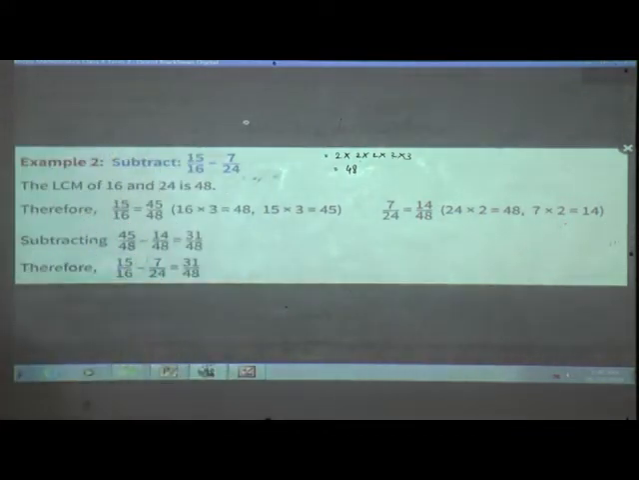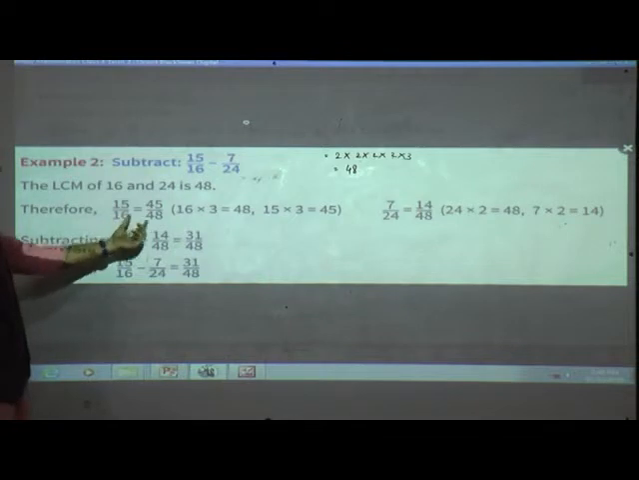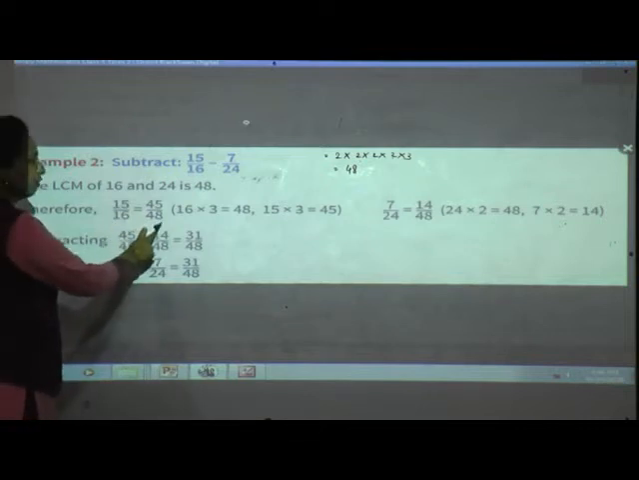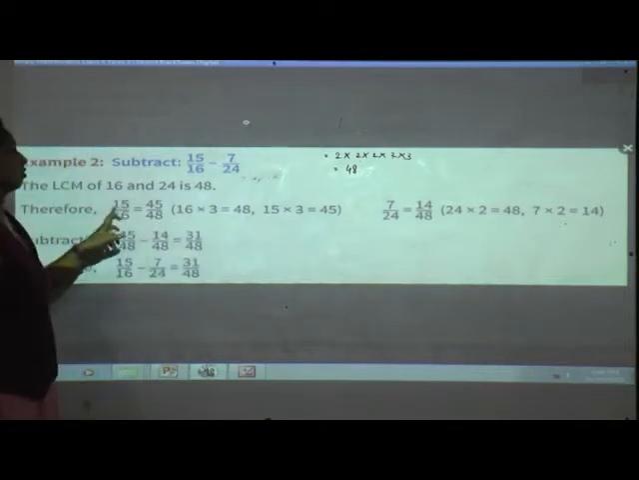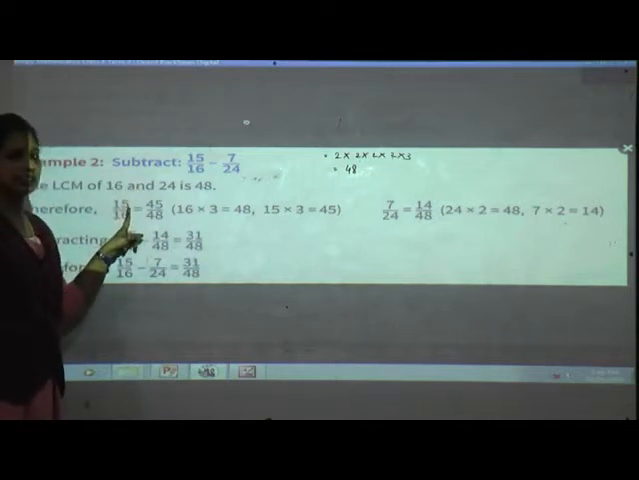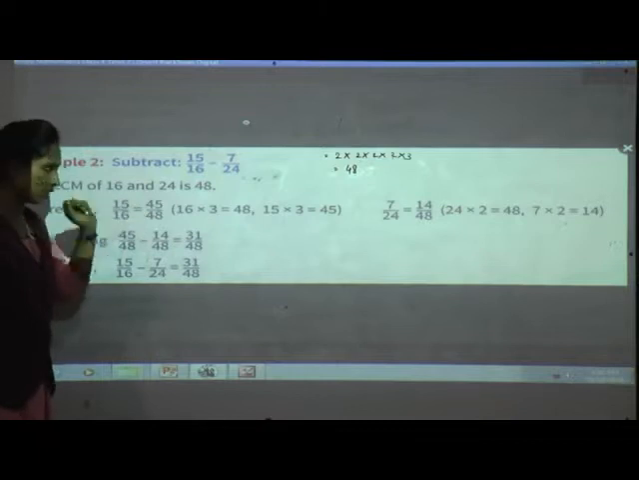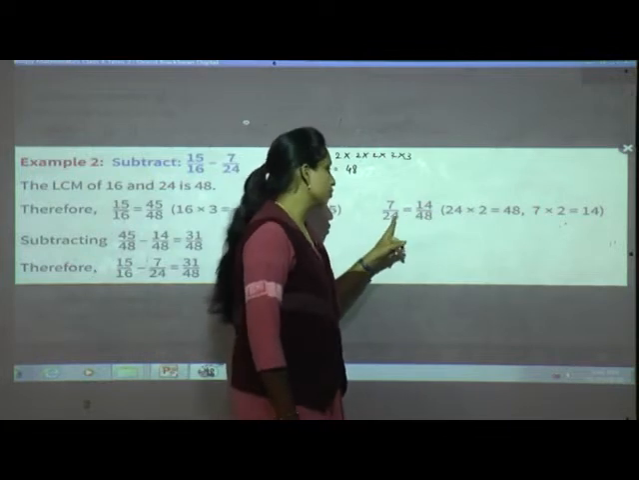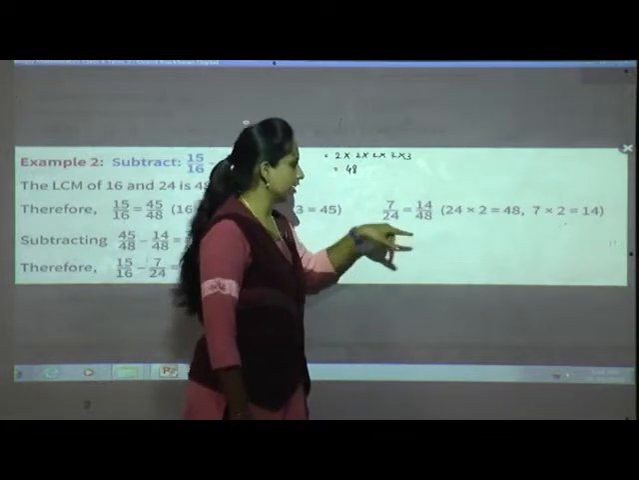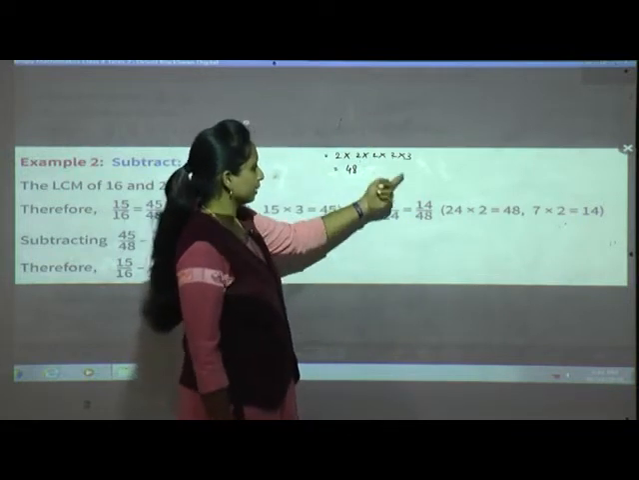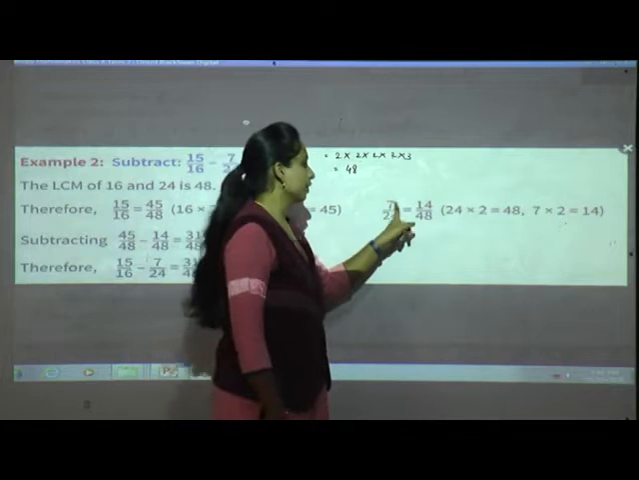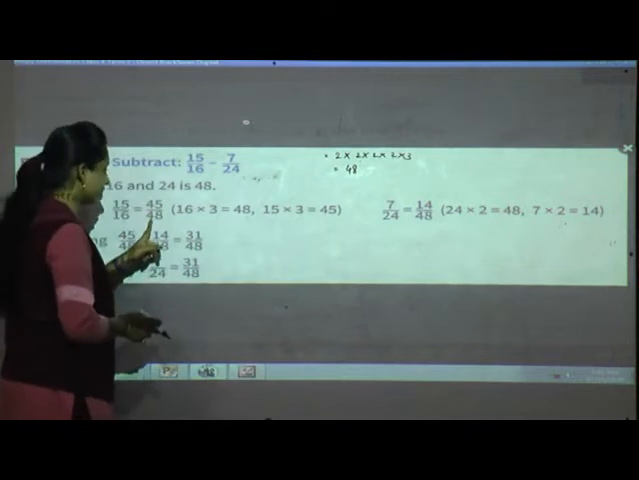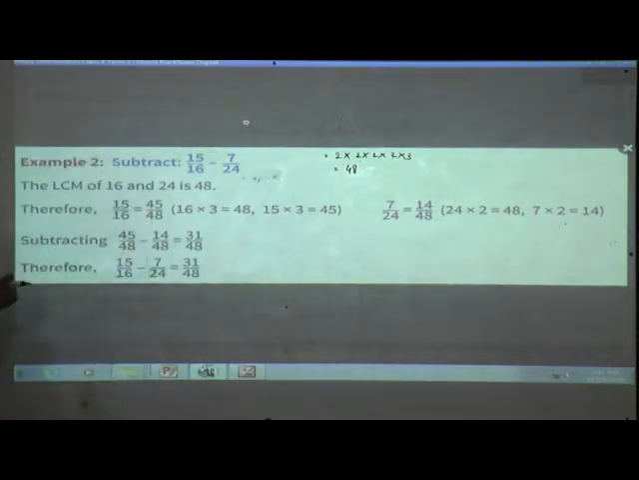So once we get the LCM, we can convert. Now see, here in the denominator place 48 should come. So 16 threes are 48. So the same we have to multiply by 3 in the place of the numerator. 15 threes are 45. Now for 2 upon 24 also, in the denominator place 48 should come. So 24 2s are 48. So 2 we have taken here, so we have to take 2 also in the place of the numerator. 2 2s are 4. See, here you can see the steps. So these are the numbers: 45 divided by 48, 4 divided by 48.